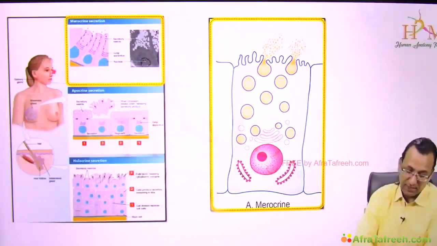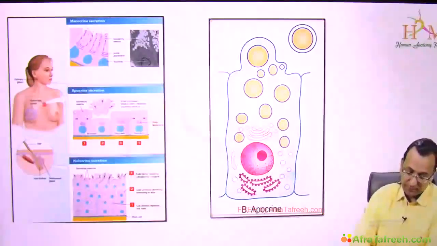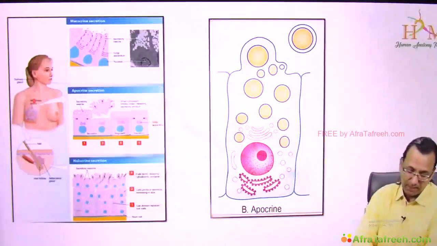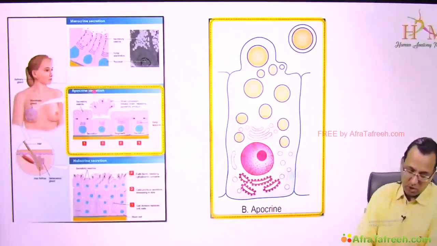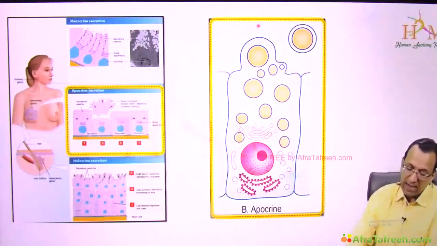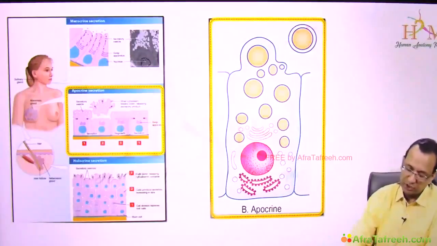like seen in salivary glands. And what about the other one, which is apocrine? Apocrine is a sweat gland. Actually, the mammary gland is a modified sweat gland. Now, if mammary gland is a modified sweat gland and it is the apocrine variety, how will you know that it is apocrine type of secretion? Because here, the apical cell membrane is lost and covers the secretions.